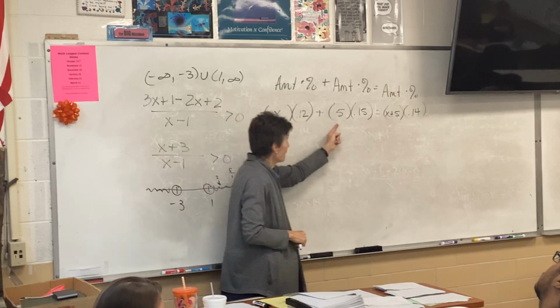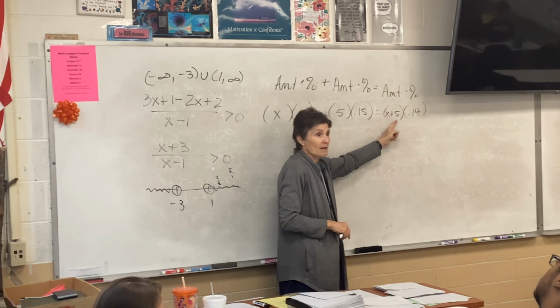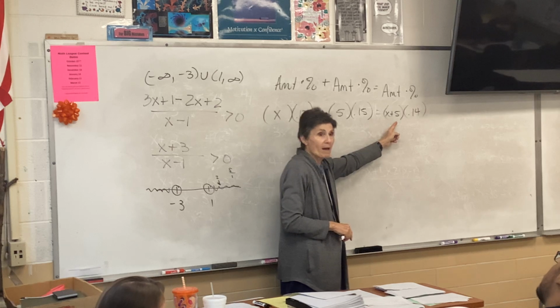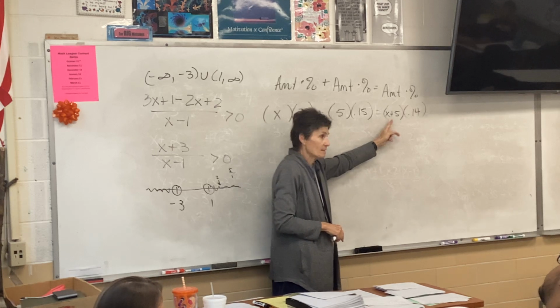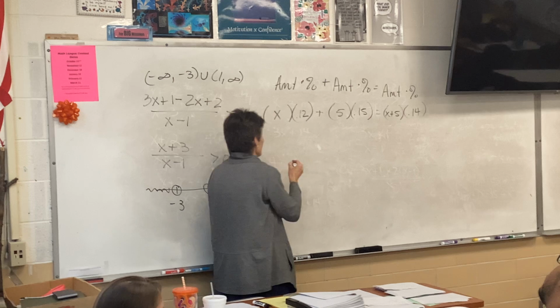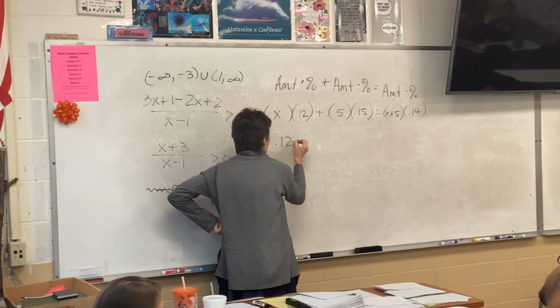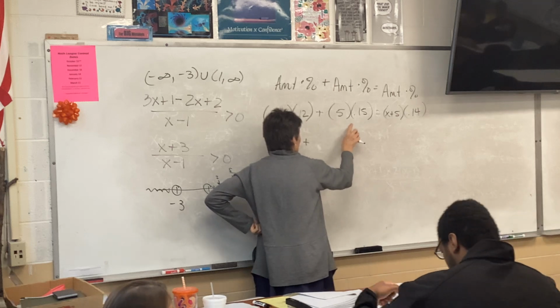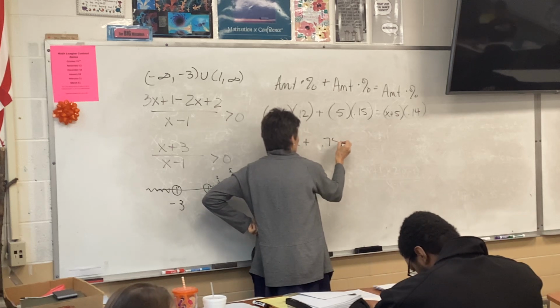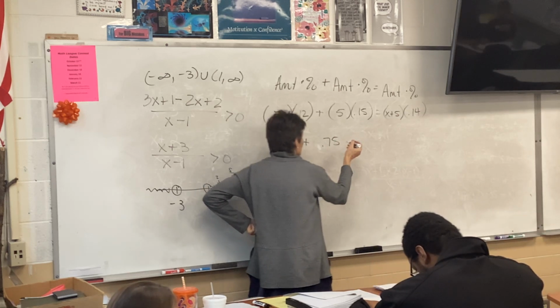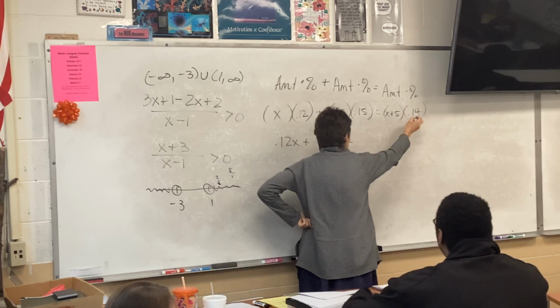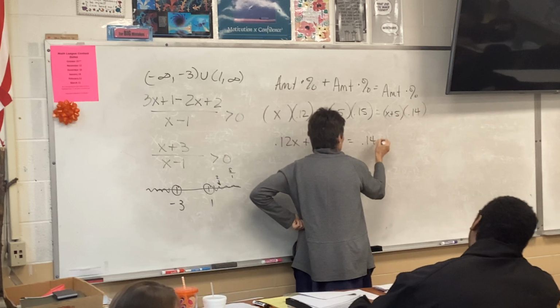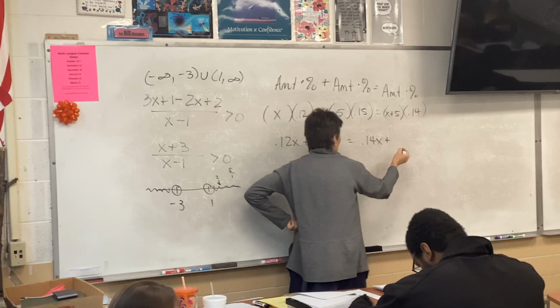So these 2 added together. Sometimes I write that 5 plus X. It doesn't matter. X plus 5, 5 plus X doesn't matter. All right, now we solve. So 0.12X plus, we're going to multiply these together. You got a calculator. And then this is a distribute. So 0.14X plus 0.7.